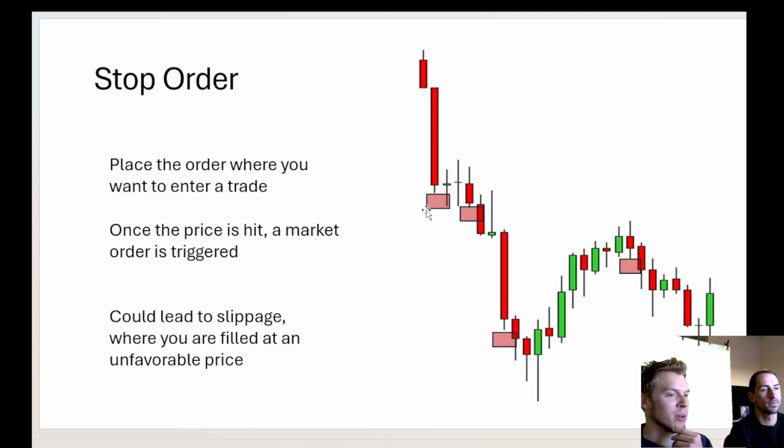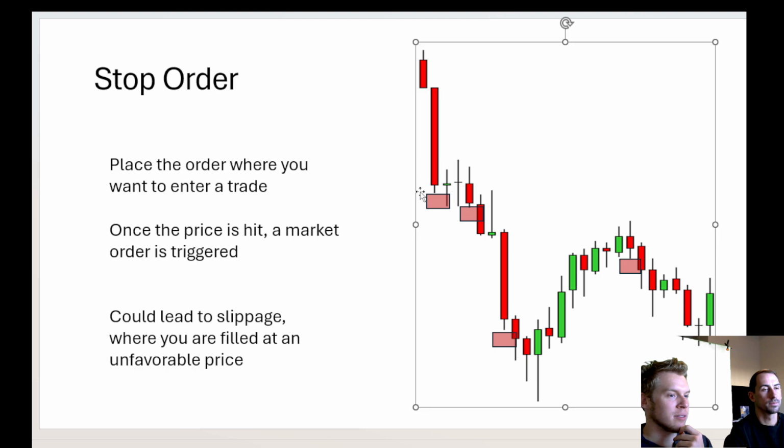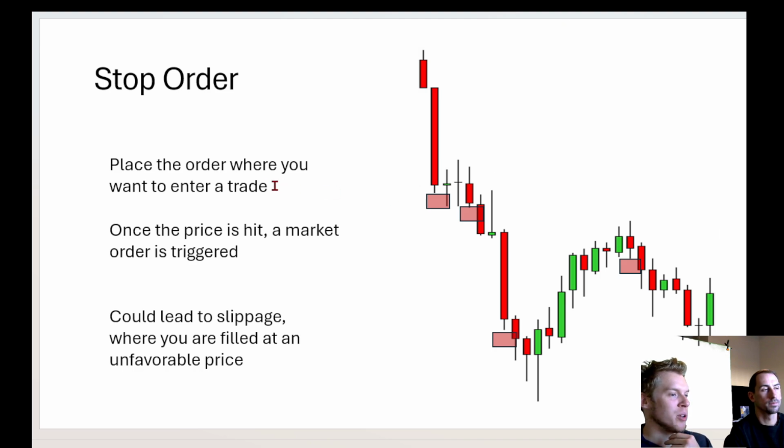So this is a stop order, and for stop orders, you basically place it where you want to enter a trade. So here I have an example. There's two big bear bars. Market's probably going lower. I want to sell here if the market goes below this bar. So once it gets to this price, it triggers a market order.